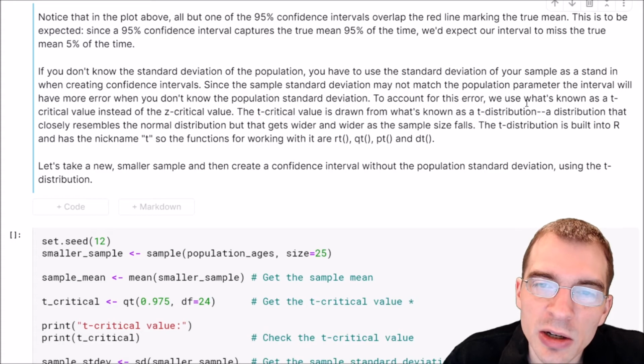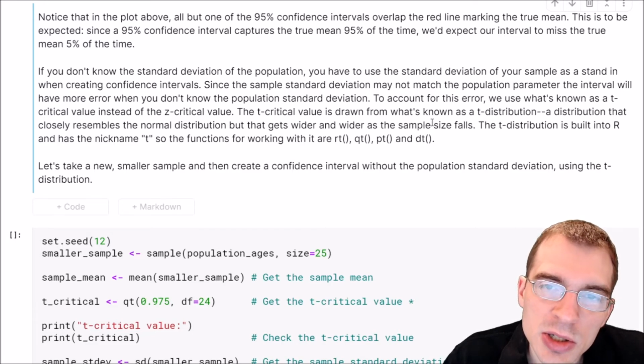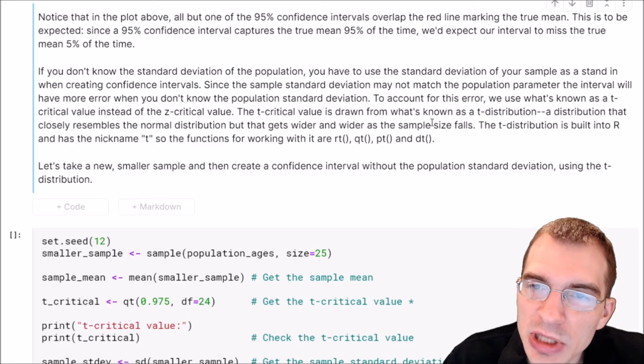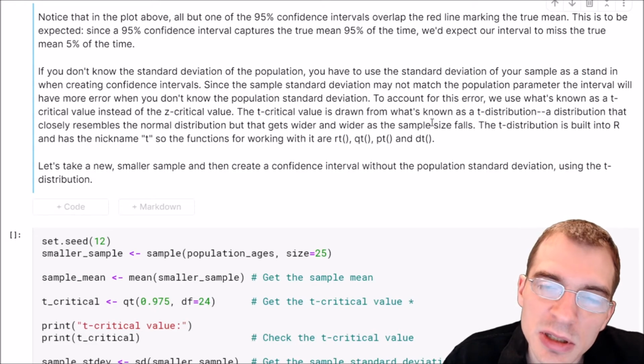To account for this error, we use what's known as a t-critical value instead of a z-critical value when we go about doing the calculation to find the margin of error. The t-critical value is drawn from what's known as a t-distribution, which is a distribution that closely resembles the normal distribution, but it gets wider as the sample size falls. So basically, when you have a small sample size, you're a bit less confident about your data, and you're going to end up with error bars that are wider as a result.